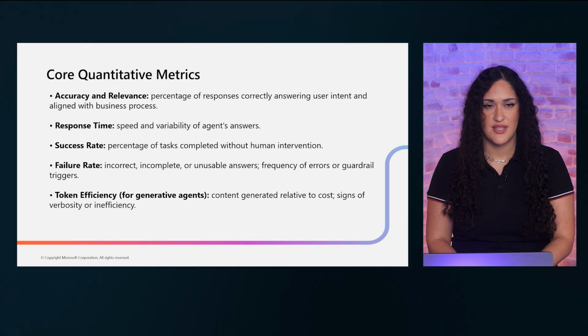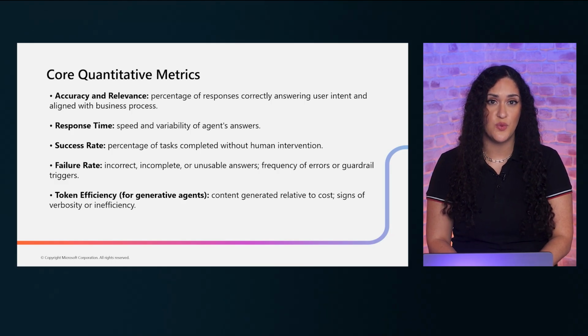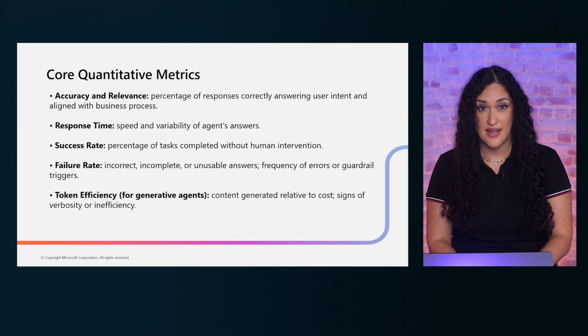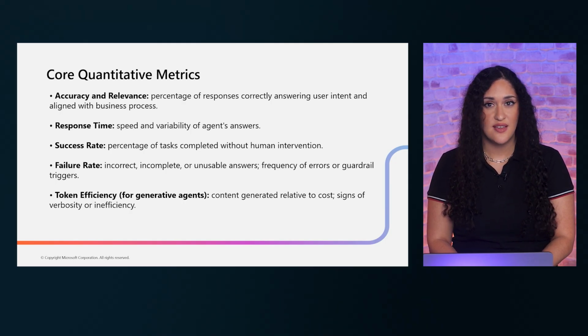These are the core metrics every architect should track. Accuracy and relevance. What percentage of responses correctly address user intent and align with business processes? Response time. How fast and how consistently does the agent answer? Success rates. How often does it complete tasks without needing human intervention?